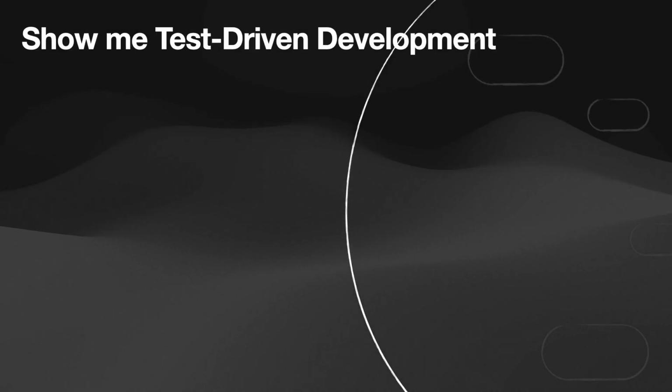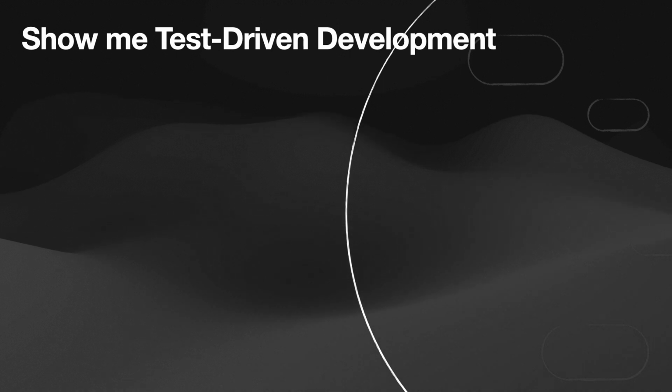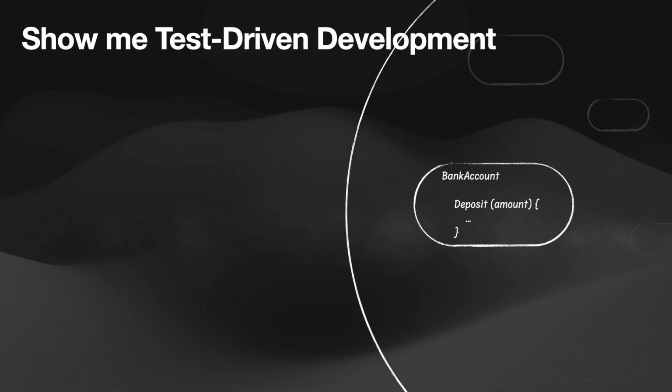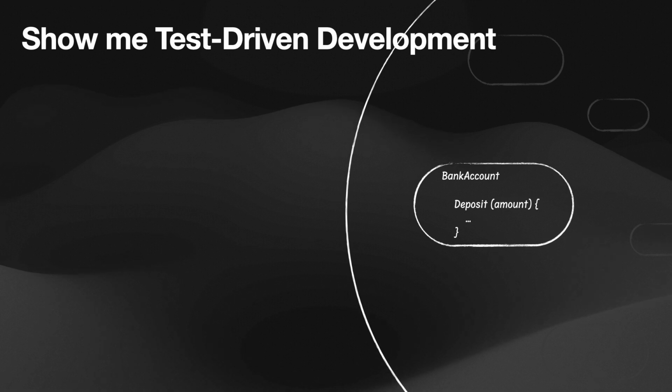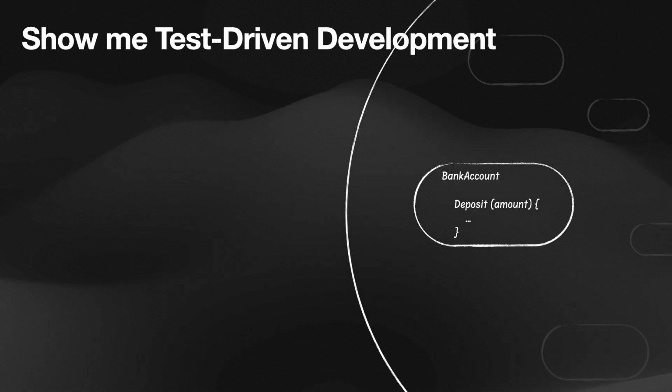Let's step through the process of test-driven development. Say we want to implement functionality to deposit money into a bank account. We decide we need a class called bank account that has a method called deposit. This method called deposit will take as input an amount of money and implement the functionality to deposit that money into that bank account. Guess what's the first thing we're not going to do?